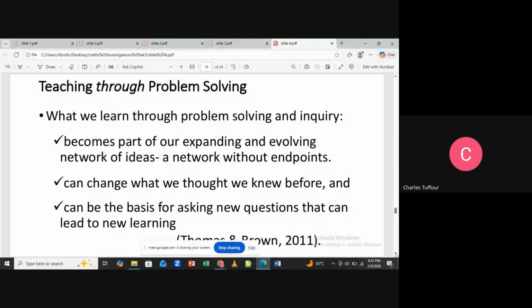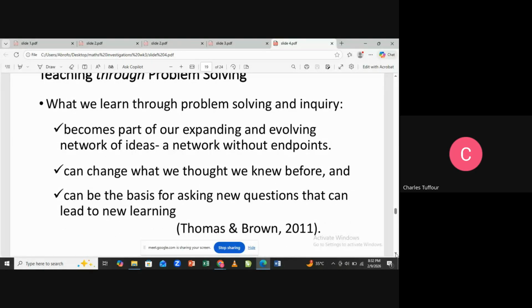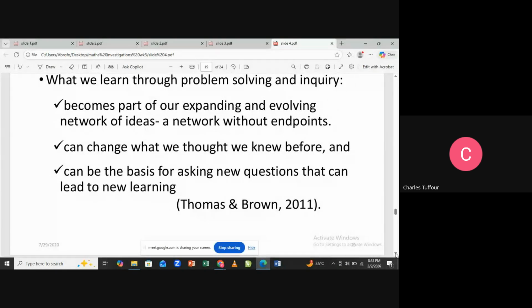What we learn through problem solving and inquiry becomes part of our expanding and evolving network of ideas, a network without endpoint. Once you deduce your own formula and it works, you will never forget it. You always move with it and you become glad. You move with your chest out, saying that I solved it with my own problem. The problem has become mine.